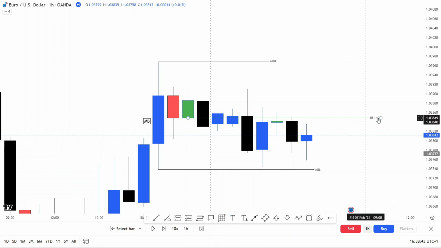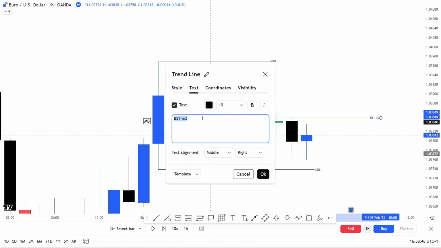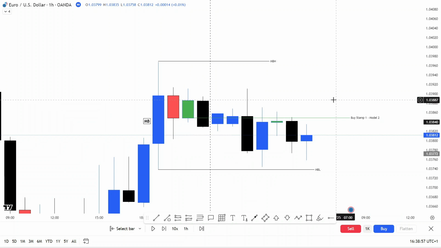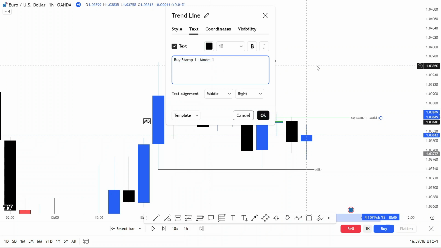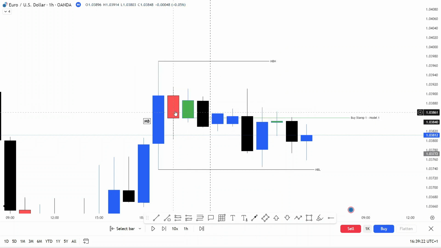So let me rename this. This is a buy stamp 1 model 2. Why is it buy stamp 1 model 2? One of the reasons is simply because the confirmation candle traded below the inside bar, so it traded outside it. Now if it trades outside it, then it becomes model 2, but if it trades within it, then we have this as model 1. Sorry about that. The reason is the mother bar, this candle is formed within the mother bar. Okay, so that's very, very important.